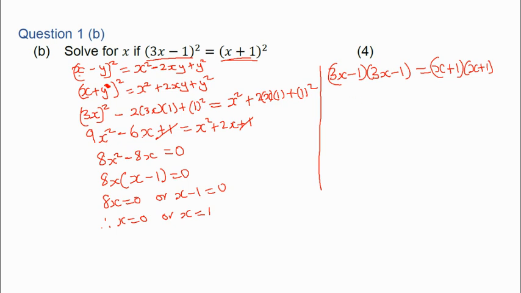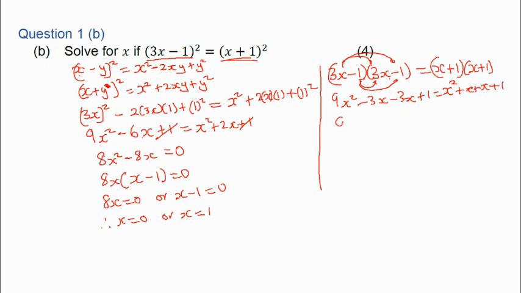So you say 3x times 3x is 9x squared, distributing, and then 3x times negative 1 is negative 3x. Then negative 1 times 3x, negative 3x. And negative 1 times negative 1 is positive 1. Then we come this side, do the same thing, x squared, distribute. You're going to get x squared plus x plus x plus 1.